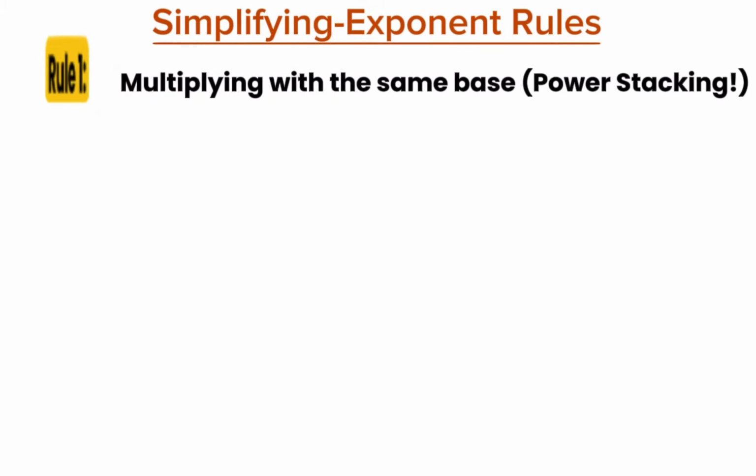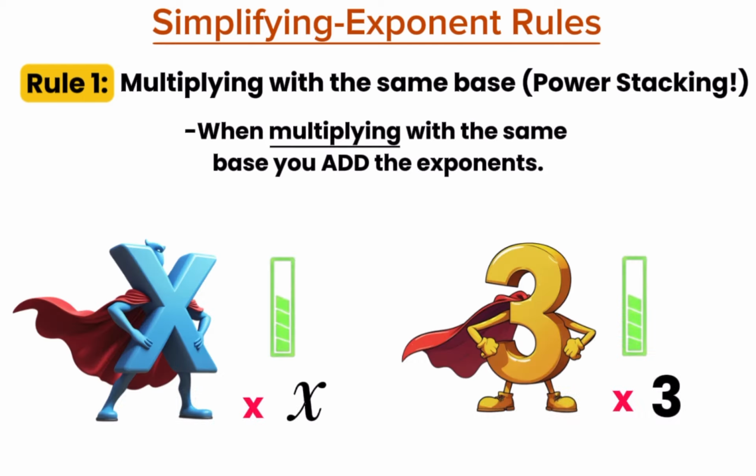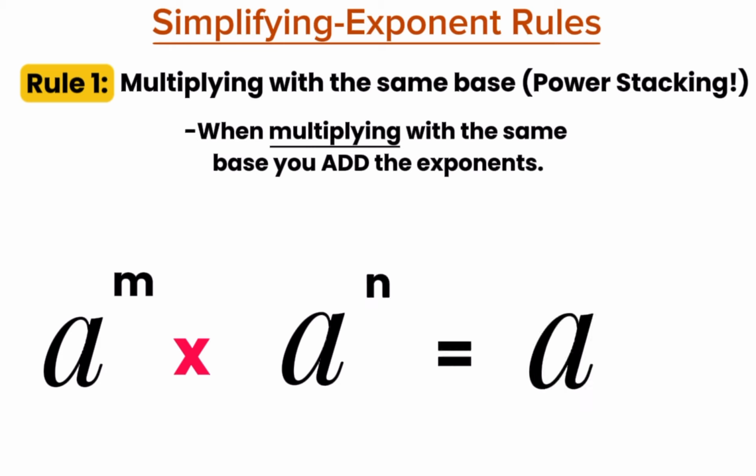Rule 1. When multiplying with the same base, you add the exponents. Think of it as a power-up. This here is your base having an increase in power the more it multiplies with itself. So the overall formula is such: a with an exponent of m multiplied by a with an exponent of n equals a with the power of m plus n.